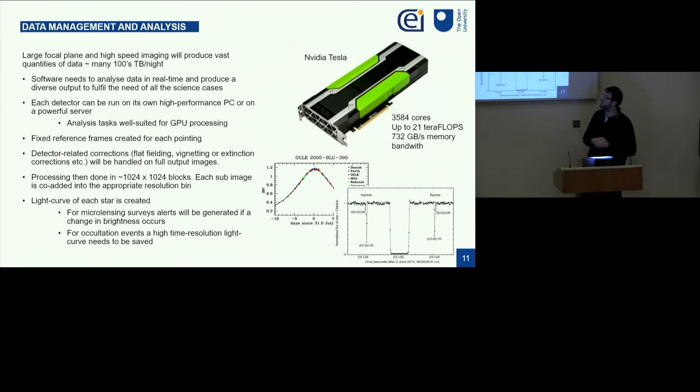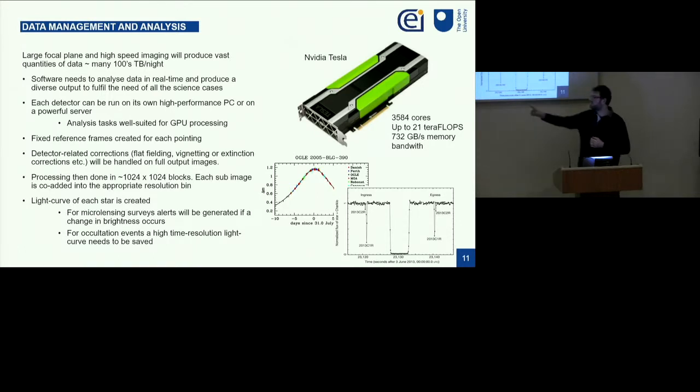The good thing is that this can be optimized very well for GPU processing. The idea is to create a fixed, high-resolution reference frame for each pointing, which we then use to reduce the images and put them into appropriate resolution bins, depending on the resolution we get for each frame, and then create light curves, which is what a microlensing survey would need.